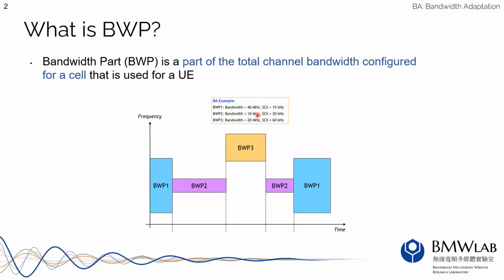As this figure shows, for bandwidth part 1, the bandwidth equals 40 megahertz and the subcarrier spacing equals 15 kilohertz. And for bandwidth part 2, the bandwidth equals 10 megahertz and the subcarrier spacing equals 30 kilohertz. So we can choose a suitable bandwidth part for a specific UE according to the UE's requirement.